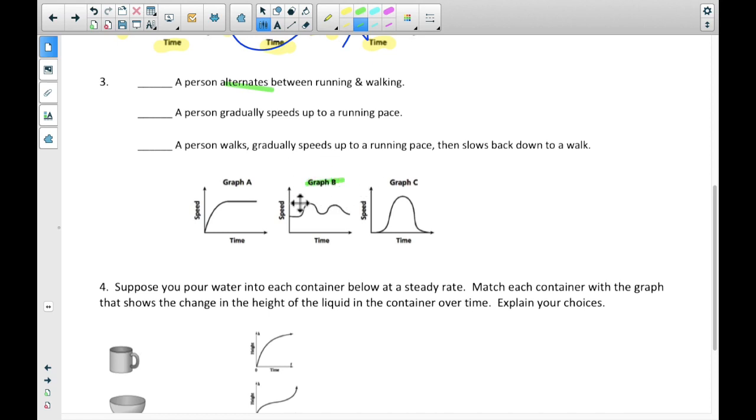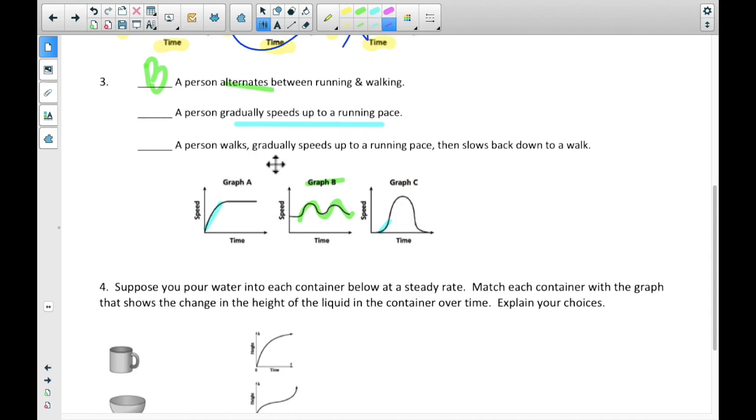I think graph B is the one that's alternating. It's going up and down and up and down. That's going to be graph B. The next one, a person gradually speeds up to a running pace. These both have a gradual start, right? And then running pace. Okay, so let's go to the next one and see.